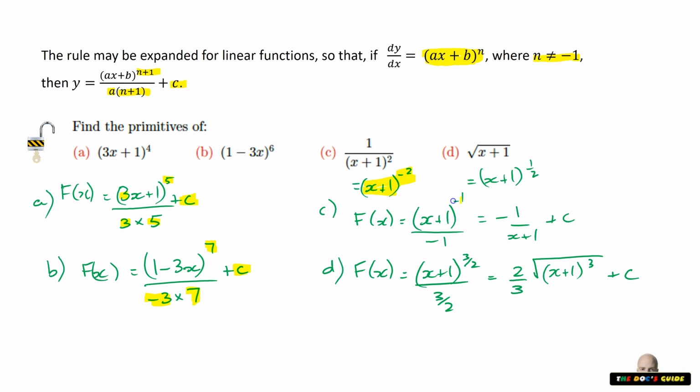When we have our next one here, we've got a negative index, the rule works just the same. So we add 1, which takes us to minus 1, and we divide by minus 1. And if I then rewrite it back without the negative index, I'll just have minus 1 over (x plus 1) plus c.